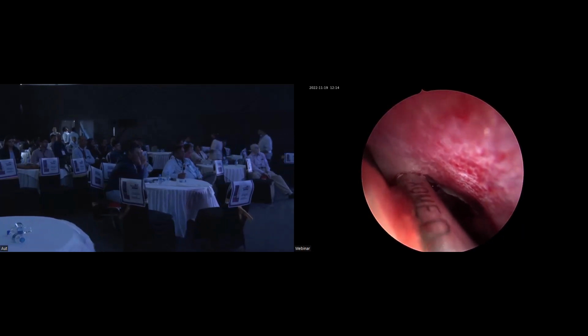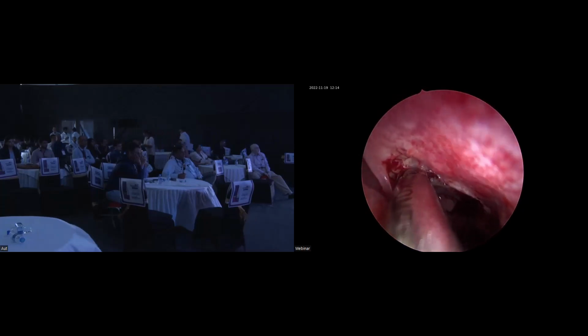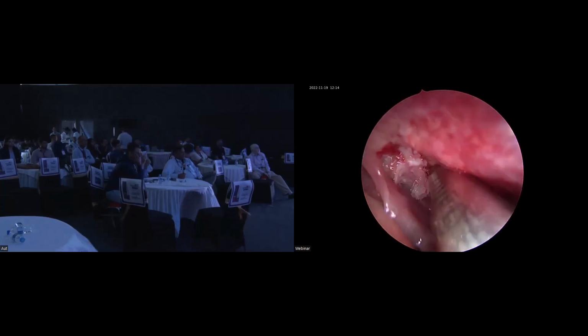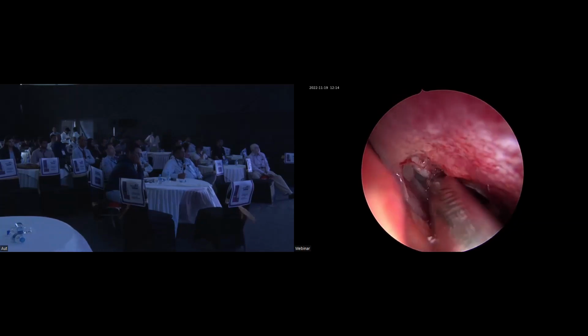Because of the chronic sinusitis and long standing disease, you can see the upper part of the uncinate coming out. You can see the bony part. Can I have an upward backbiter, please?